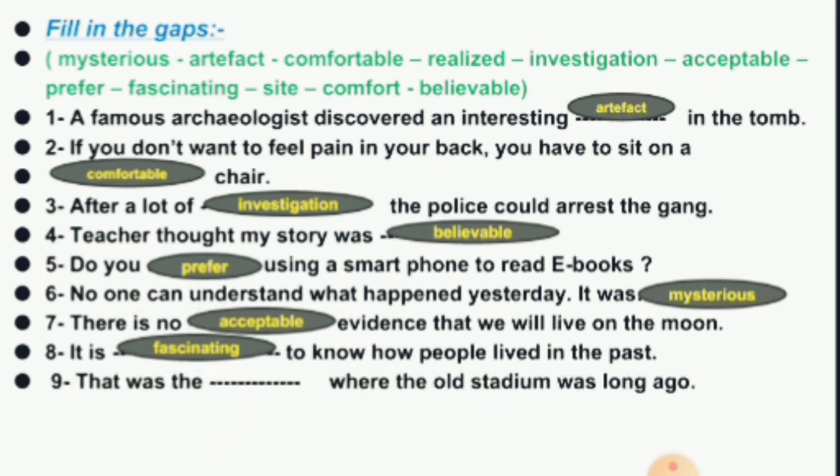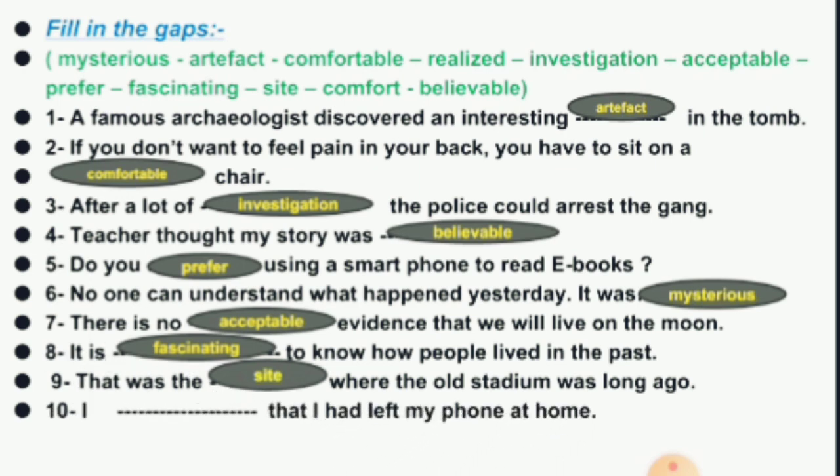Question number 9. That was the space where the old stadium was long ago. So the answer is site. That was the site where the old stadium was long ago. Let's see the final question. I spaced that I had left my phone at home. So the word is realized.